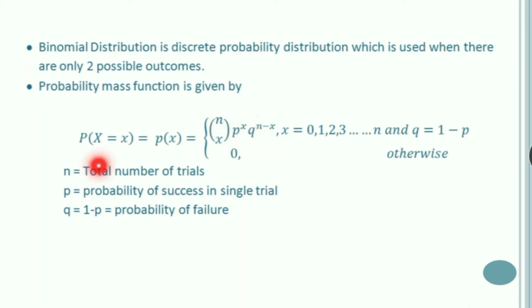n is the total number of trials. p is the probability of success and q is the probability of failure. And this nCx, I'll talk about this nCx right now. n and p are the parameters of binomial distribution. Now, let's see what this nCx is.